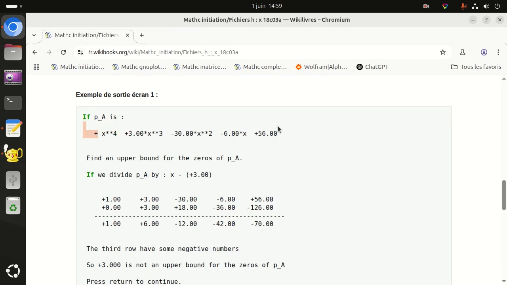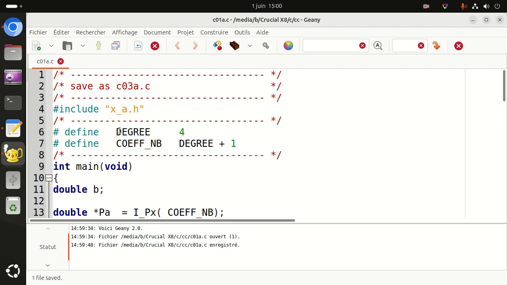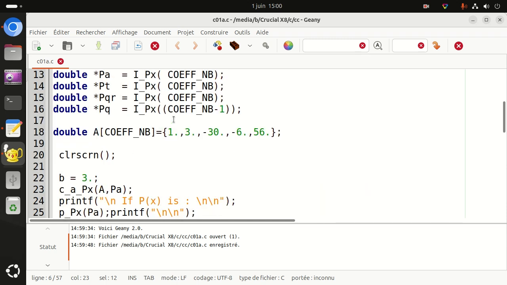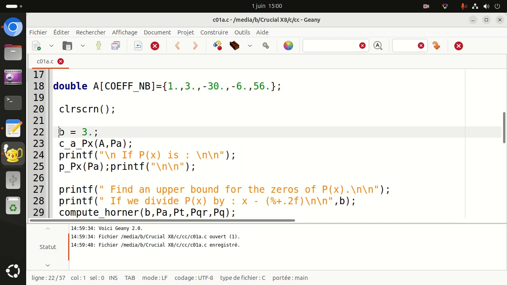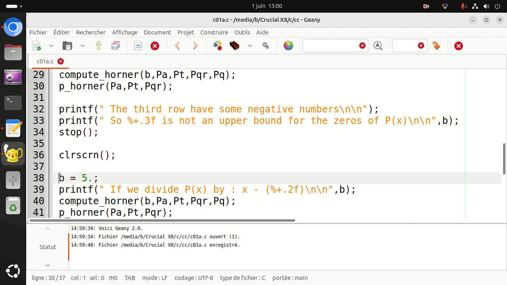This is a polynomial that I want to study. The degree of this polynomial is 4. You can find here the coefficients of the polynomial. It is an array. For b, for the first part, I have chosen the value 3. In the second part, I have chosen for b the value 5.